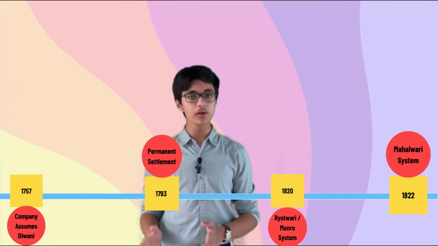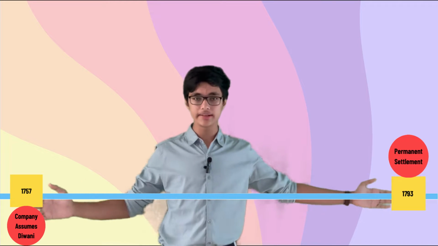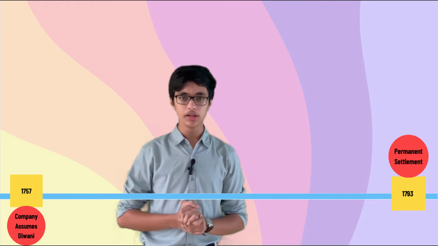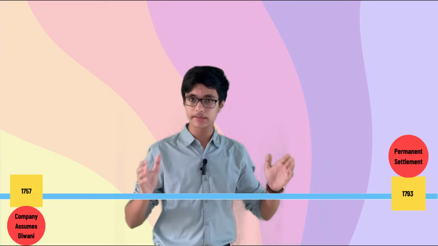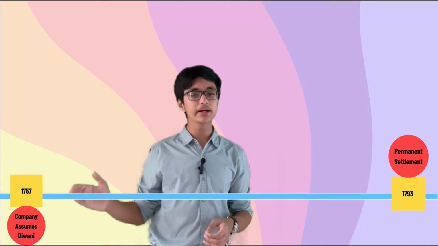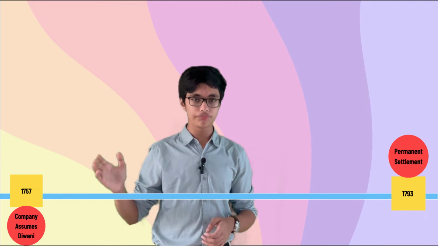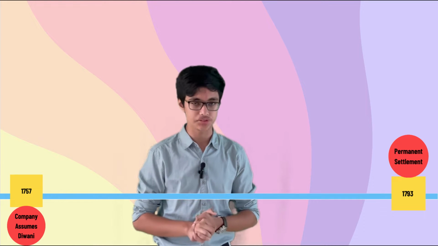So, first, let's zoom in on these specific parts of the timeline between 1757 and 1793, as you can see here. Over here, a lot of events took place, and I'm going to explain them in chronological order. So, basically, in 1757, the East India Company took over the Diwani of Bengal, which back then consisted of the states of Bengal, Bihar, and Odisha.